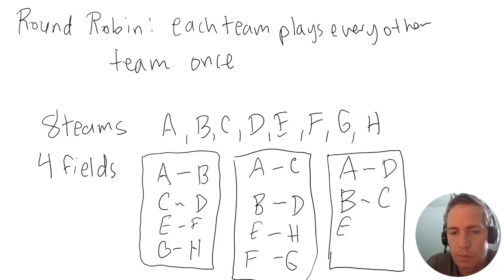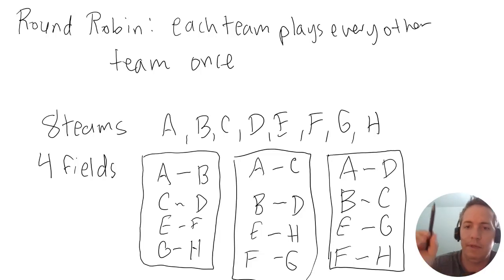So then E would play who? E's already played F. He's already played H. E should play G. And does that work? So then F will play H. And F has not played H yet, so we're okay. All right, so let's see if we can go to round 4.